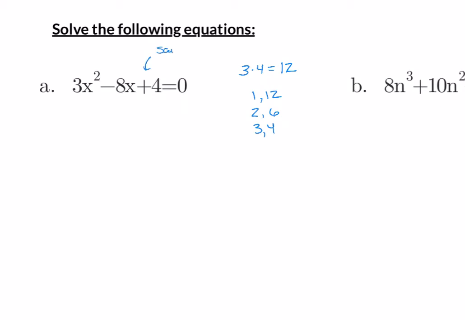In order to multiply to a positive 4, we do have same signs. And remember that with same signs, that means we want to add. So we're going to go with 2 and 6. All right, if we go ahead and put these in our problem, we get 3x squared. In order to get from 2 and 6 to negative 8, that means that we need a negative 2 and a negative 6. Both of them with x's.